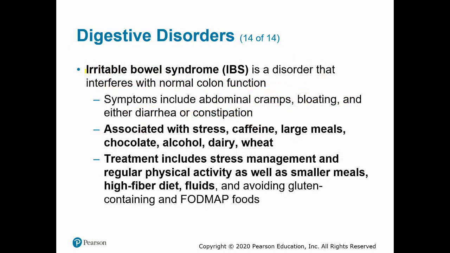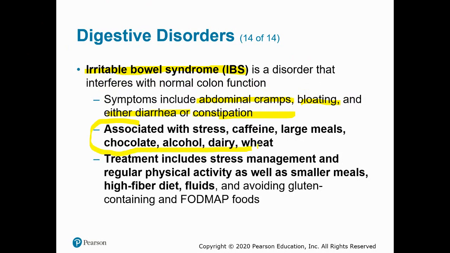And then irritable bowel syndrome, so kind of a collection of disorders that interfere with normal colon function. Symptoms would be cramping in the abdomen, right? You're not pooping, right? So you're going to cramp there. Might be bloating because you're probably not pooping, right? Usually constipation goes with IBS, but could also be diarrhea. So if there's diarrhea, in either case, actually, there might be a lot of inflammation along the colon, both of which can lead to that cramping and that bloating feeling.